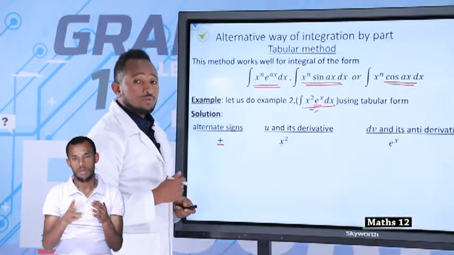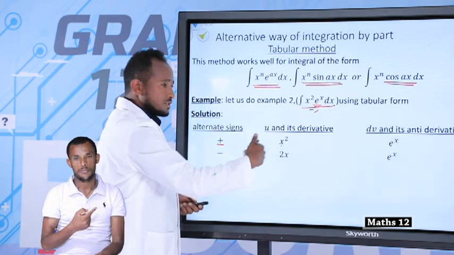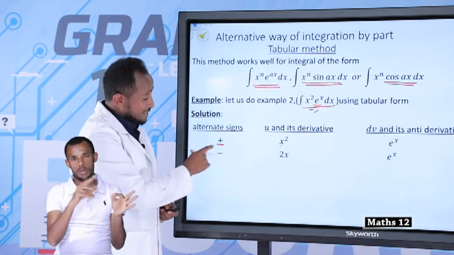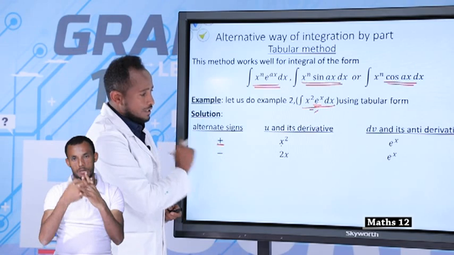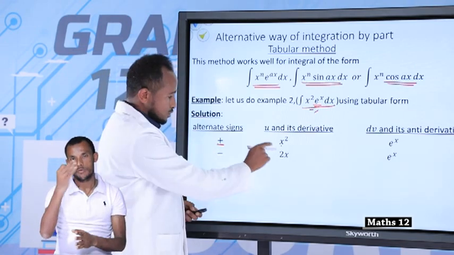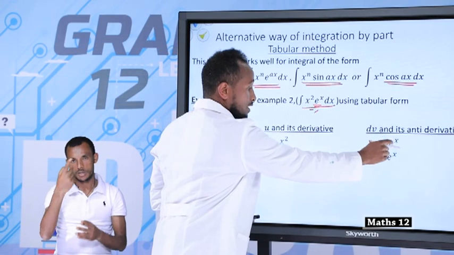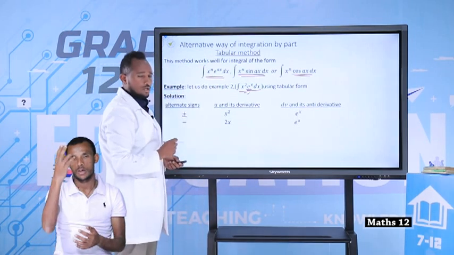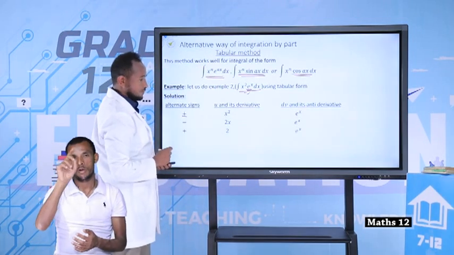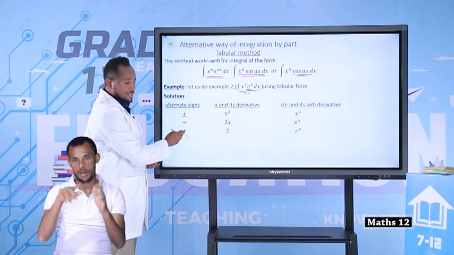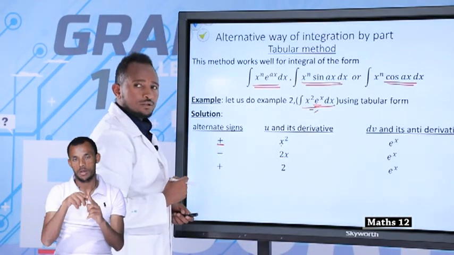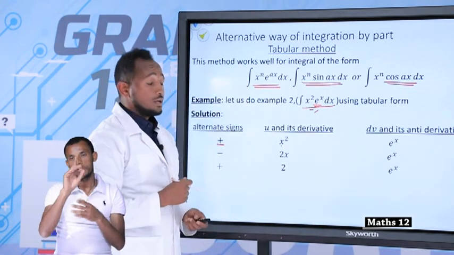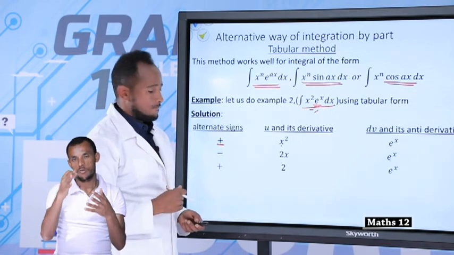Next to this, just list the derivative of this expression, putting alternate signs starting from plus, the first part plus, next minus. The derivative of x squared is 2x. The antiderivative, the integral of e raised to x, is e raised to x itself. Now continue this process: plus, minus, next plus. The derivative of 2x is 2, and the antiderivative of this expression is e raised to x, since the indefinite integral of e raised to x is e raised to x itself.